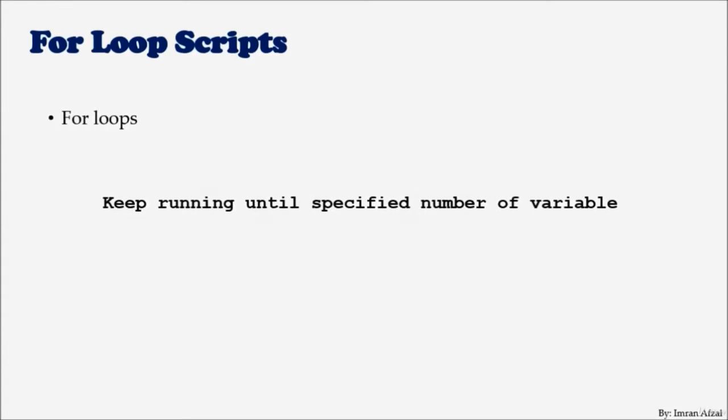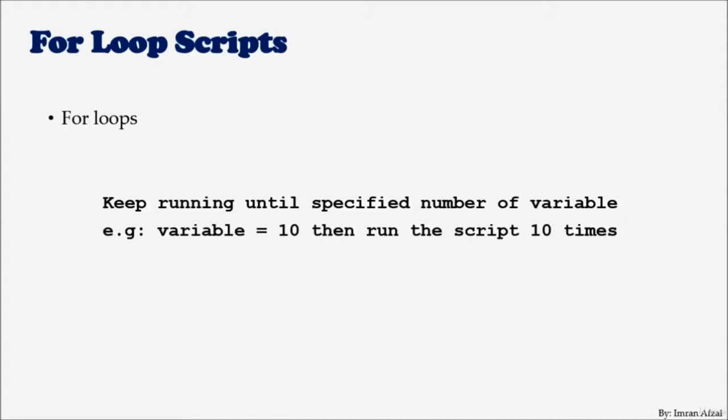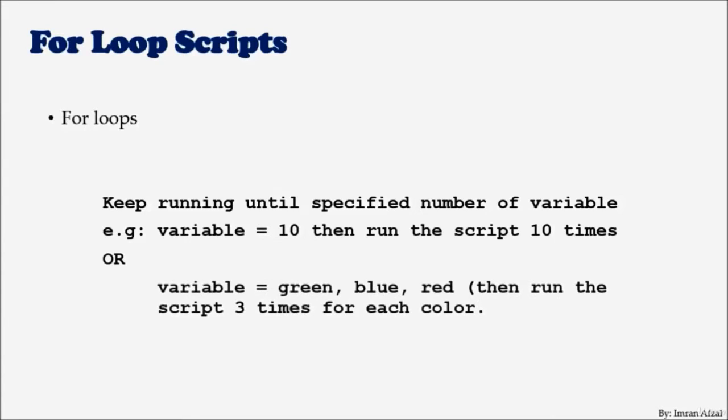For loops keep running until a specified number of variable values. For example, if a variable is defined as 10, then run the script 10 times. Or if the variable is green, blue, red, then run the script 3 times, once for each color. So it actually simplifies your tasks. If you want to create 10 files, you don't have to run the command again and again and again. For loops will do it for you.